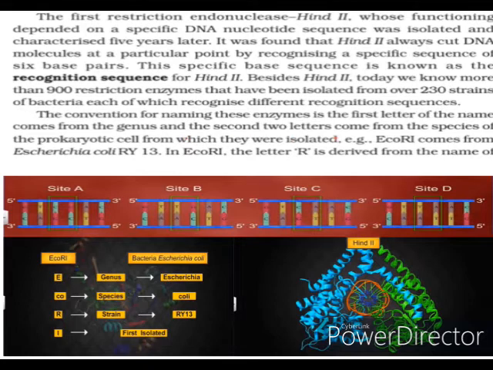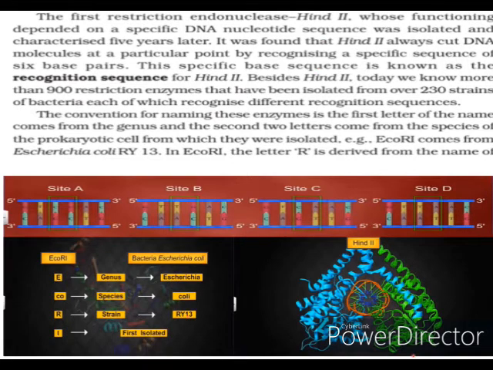And the second two letters come from the species. The second two letters, CO, are named according to its species name, coli. And the third letter refers to the strain, or Y13. And 1 refers to the order of its isolation. That is, EcoRI was first isolated from the bacteria Escherichia coli. So it is named EcoRI.